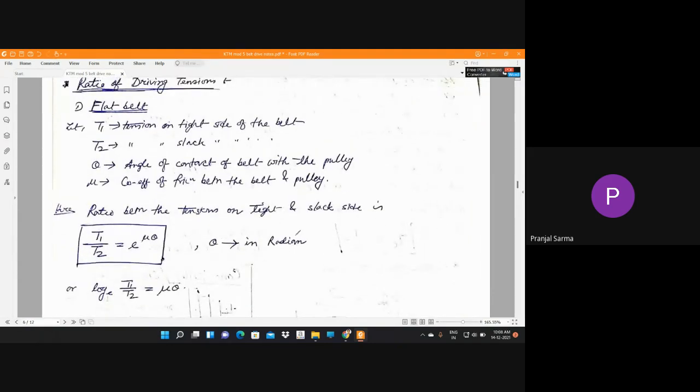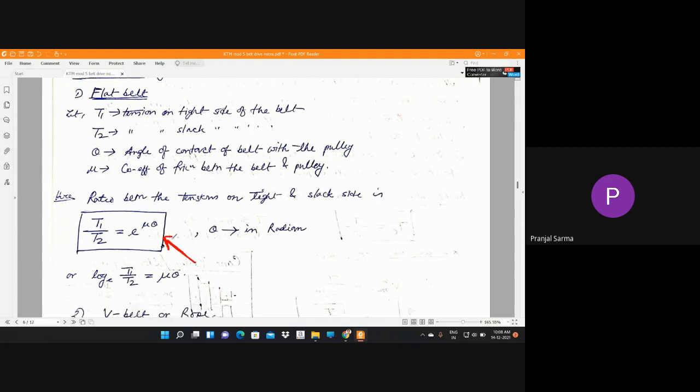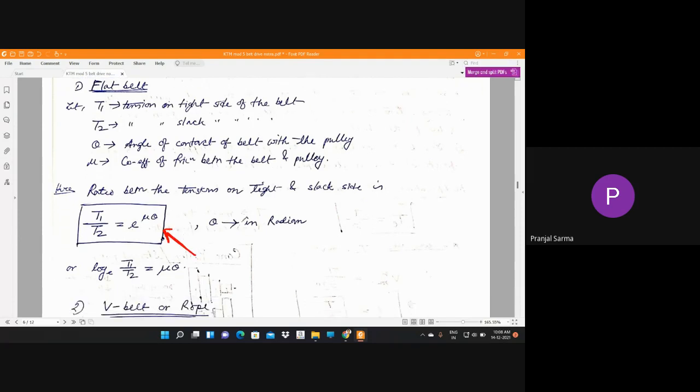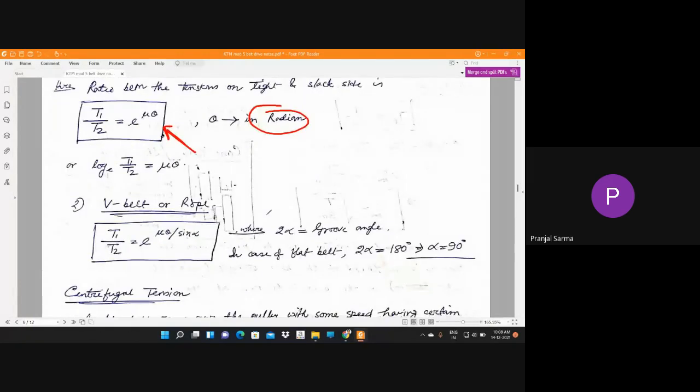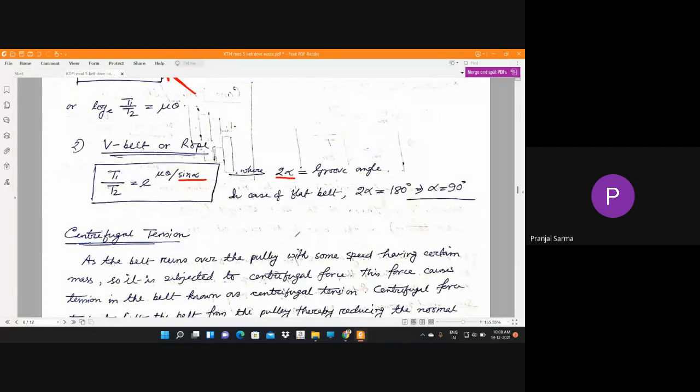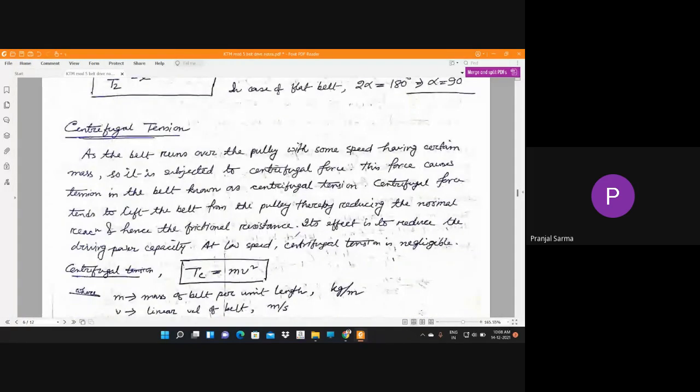Similarly, we have the ratio of the driving tensions. For the flat belt it is given by T1 by T2 equal to e to the power mu theta. This expression will recur while solving the problems, where mu is the coefficient of friction between the belt and pulley, and theta is in radians. Similarly, for V belt or rope, this expression gets divided by sine of alpha, where 2 alpha is the groove angle.